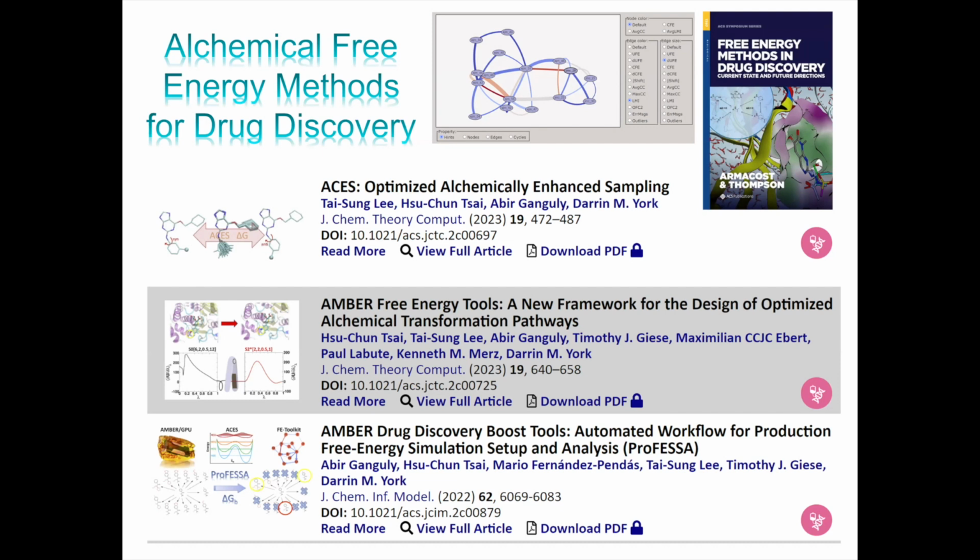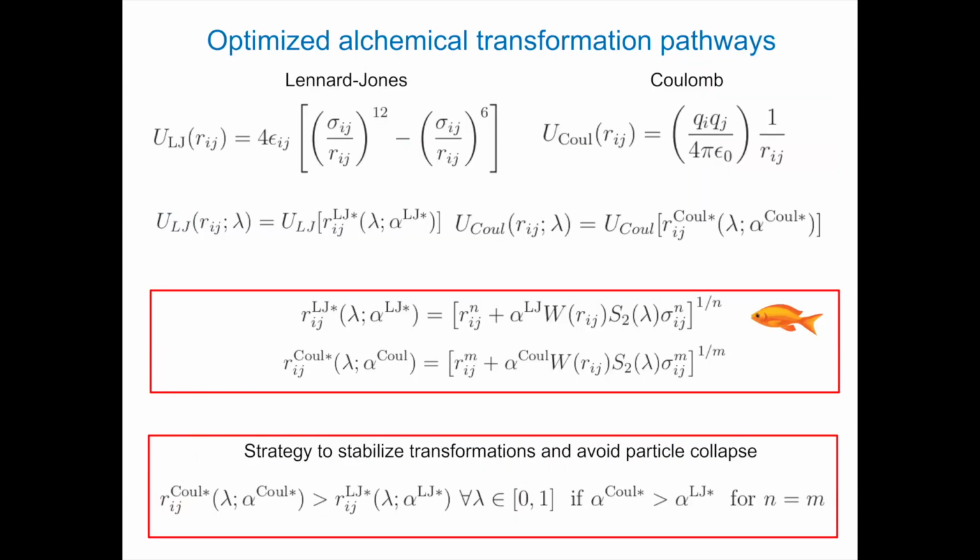So let me give you a little bit of a sense of the first part, optimizing the alchemical transformation pathway. This is all about trying to stabilize things when you're making a functional group disappear or appear. What you want to do is turn things on and off in such a way that they are stable. And after years of work, right now, the most stable way of doing that, at least in Amber, is to use what's called a smooth step soft core potential.